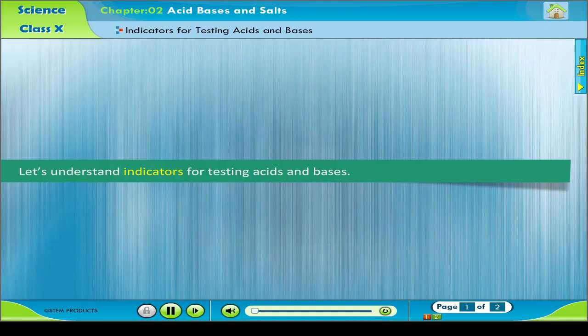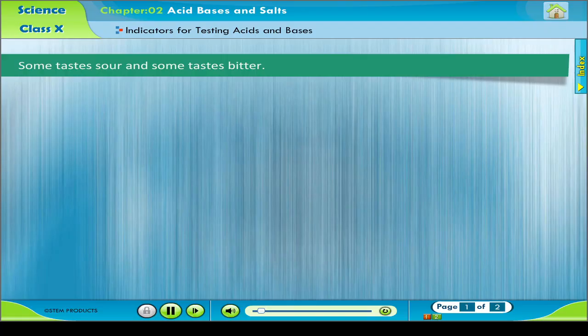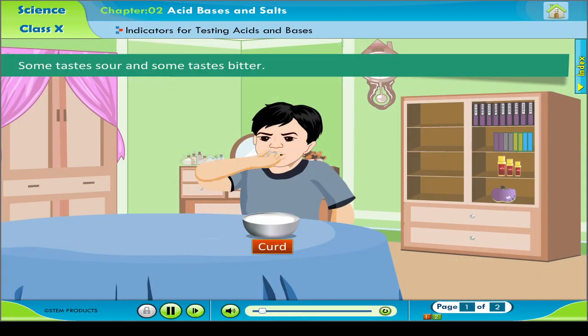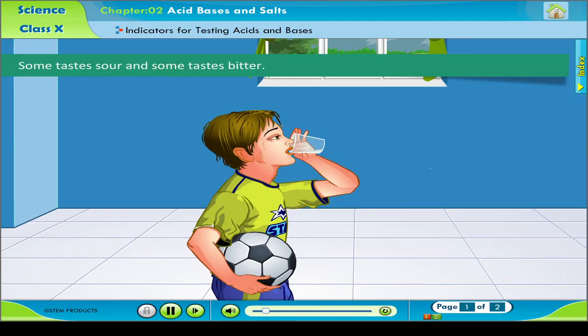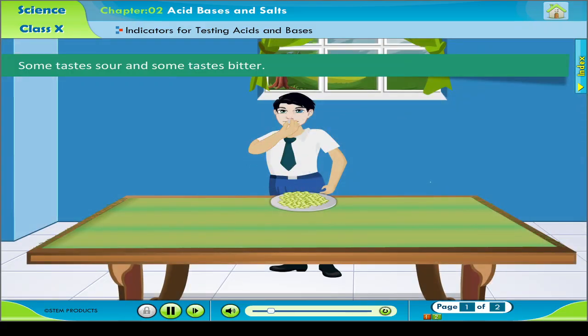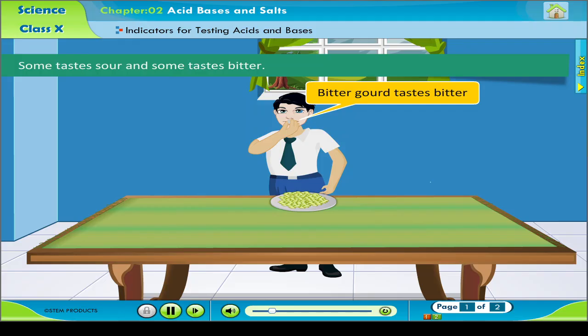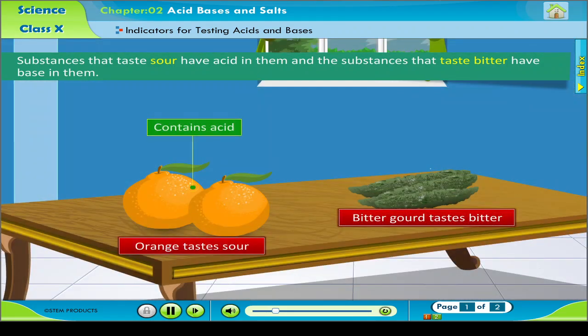Let's understand indicators for testing acids and bases. There are a large number of edible substances which are used in our daily lives. Some taste sour and some taste bitter. Curd tastes sour. Lemon juice tastes sour. Bitter gourd tastes bitter. Substances that taste sour have acid in them, and the substances that taste bitter have base in them.